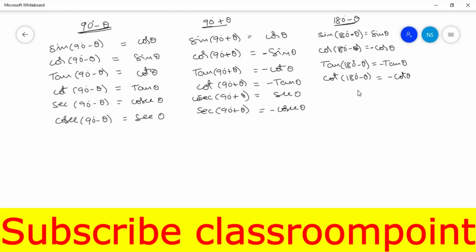Since there is 180 degrees, we are writing same function. And 180 minus theta belongs to second quadrant. In second quadrant cot is negative, that's why we are writing here minus. And next cosecant 180 minus theta is equal to cosecant theta. In second quadrant cosecant is positive, so here I write plus. And secant 180 minus theta is secant theta, and secant is negative in second quadrant.